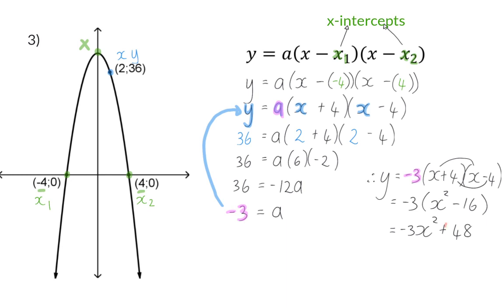This means that the y-intercept is at plus 48, and the final equation is then y is equal to minus 3x squared plus 48. From these examples, you can see that it's important to first look at the sketch and determine what information you were given. This will help you to know how to go about determining the equation.